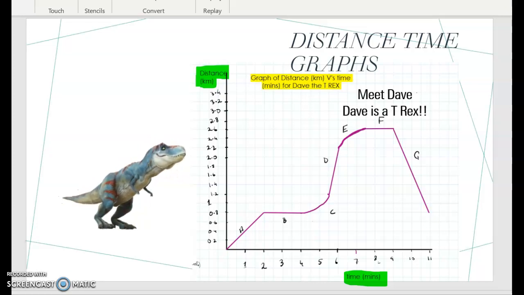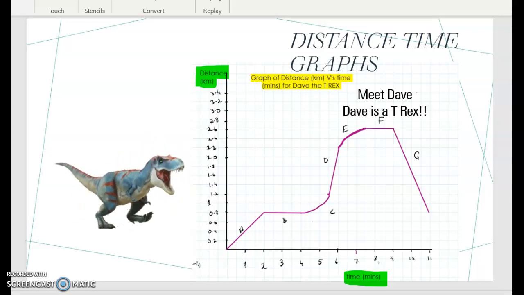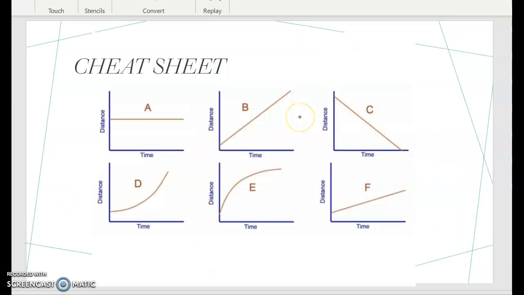So what we're going to do is jump ahead and show you what the cheat sheet looks like first. For a distance time graph, the cheat sheet looks a bit like this. When you've got a distance time graph, if a graph looks like this, a flat line like it is in A, what that means is the object is stationary. In other words, it has stopped, it is not moving.